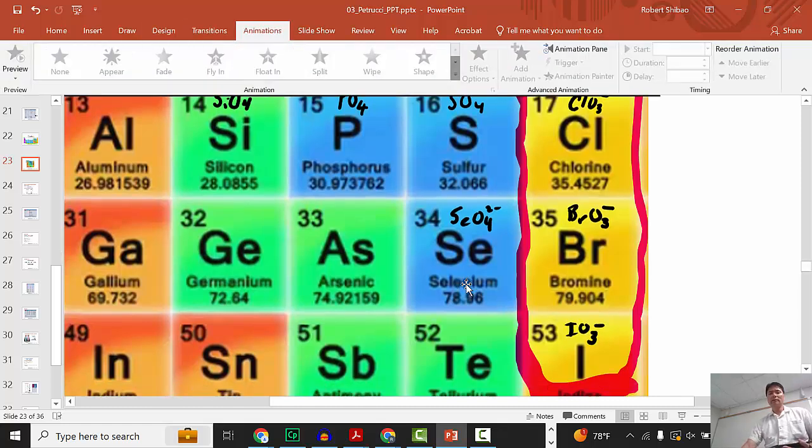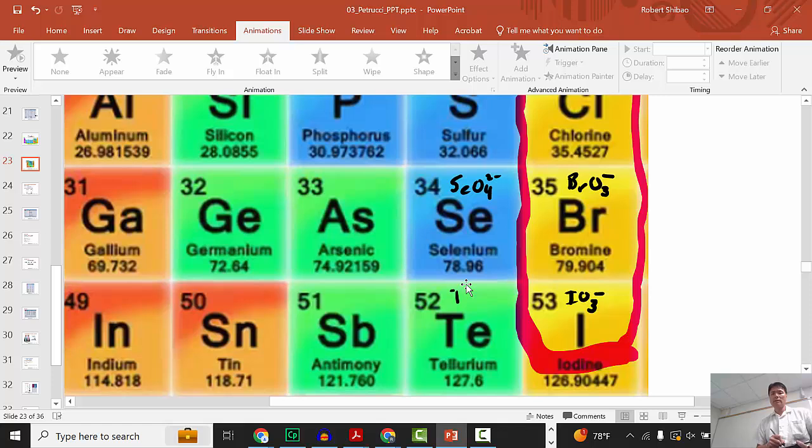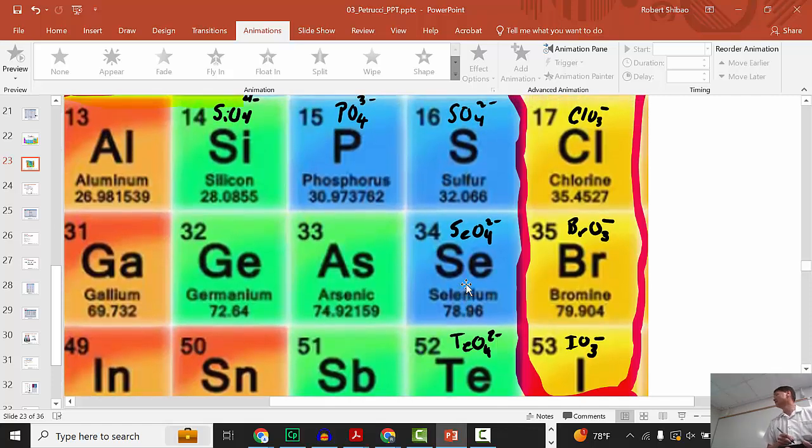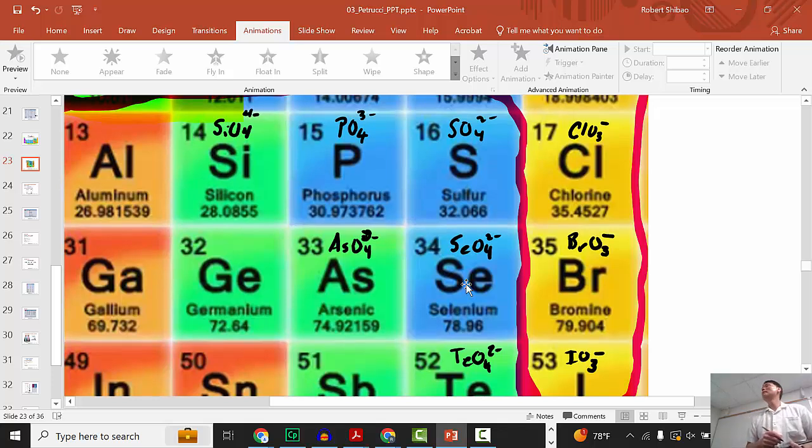Tellurate. TeO4 2 minus is correct. How about arsenate? AsO4 3 minus. Antimonate. Actually, let's skip that one. It's difficult to say. How about germanate? GeO4 4 minus. All right, so do you see a pattern there?